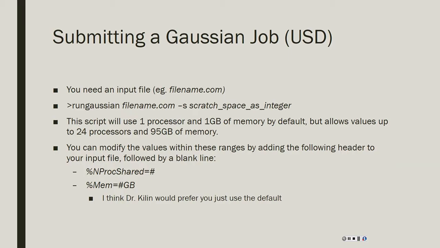You can modify those values by adding a header to your input file using %nproc shared followed by a number, and %mem equals a number followed by GB. And then after you add that header, just add a blank line. It will use those numbers to supersede what's written in the run Gaussian script. I think Dr. Killen wants us to use the default.